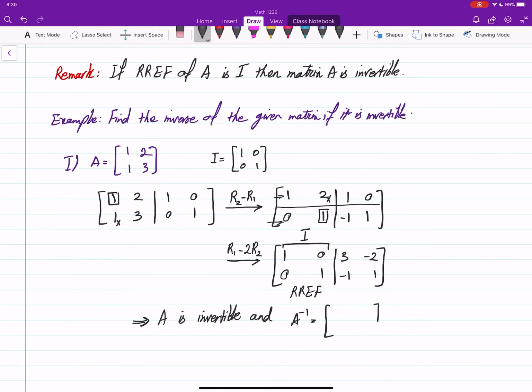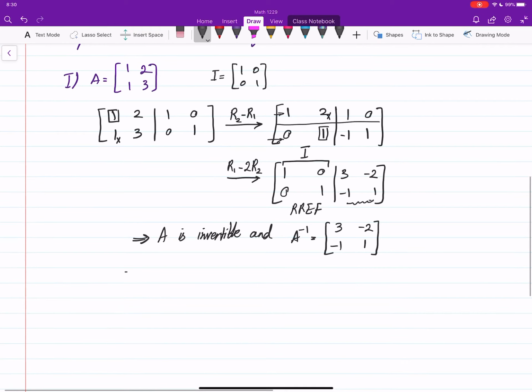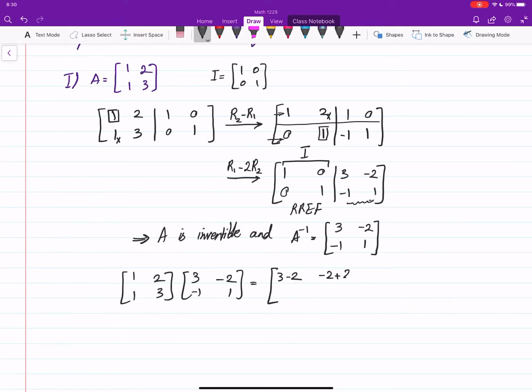What is the inverse? The matrix on the right hand side of the row reduced echelon form is the inverse of the matrix. You can check it. You can multiply 1 2 1 3 by 3 -2 -1 1. Yes, this must be identity. So this is 3 minus 2, this is -2 plus 2, and then this is 3 minus 3. And this one here is -2 plus 3, which is identity.